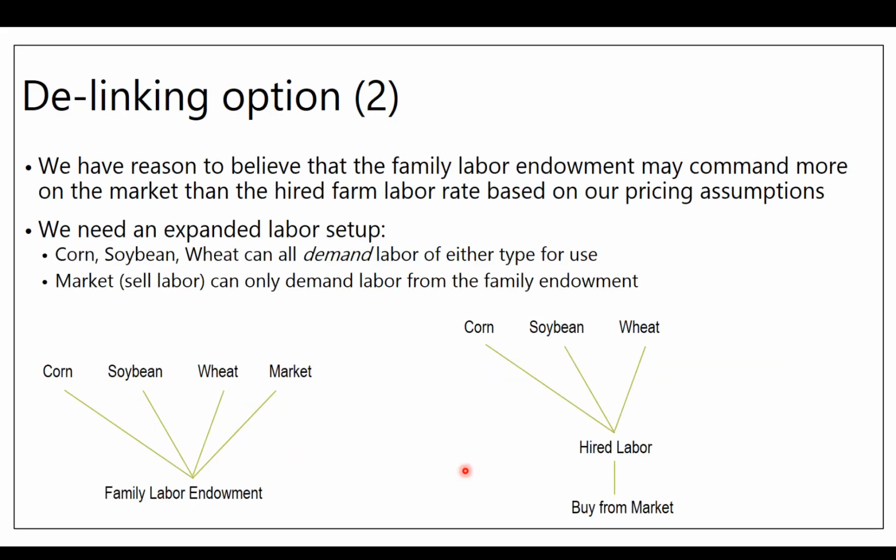The second delinking option is the one I'm going to produce here in our final version, and that you're going to work from, and we're going to talk through in class a little bit on Thursday. So the second option here is we have reasonably the family labor endowment may command more on the market than the hired farm labor rate.